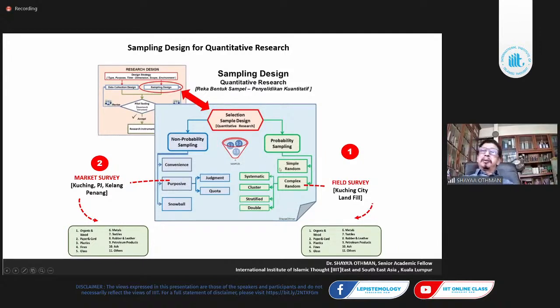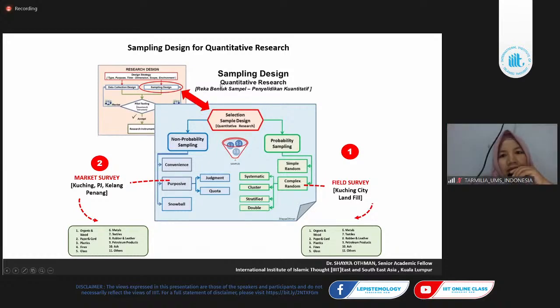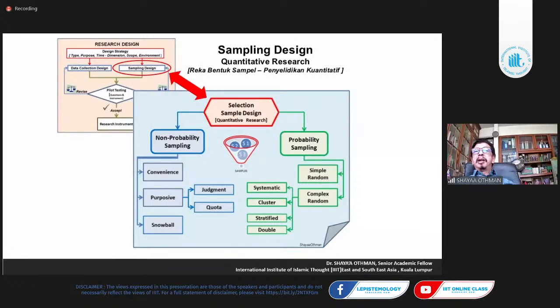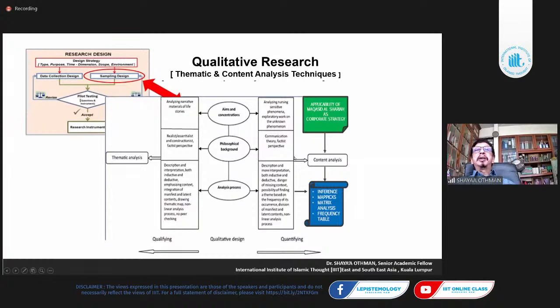Probability sampling is normally applied in quantitative research, because probability sampling is more scientific in nature, to determine certain results using statistical analysis. Okay. Now look at the qualitative. Normally probability sampling has a wide sample. There's qualitative, you can see qualitative.